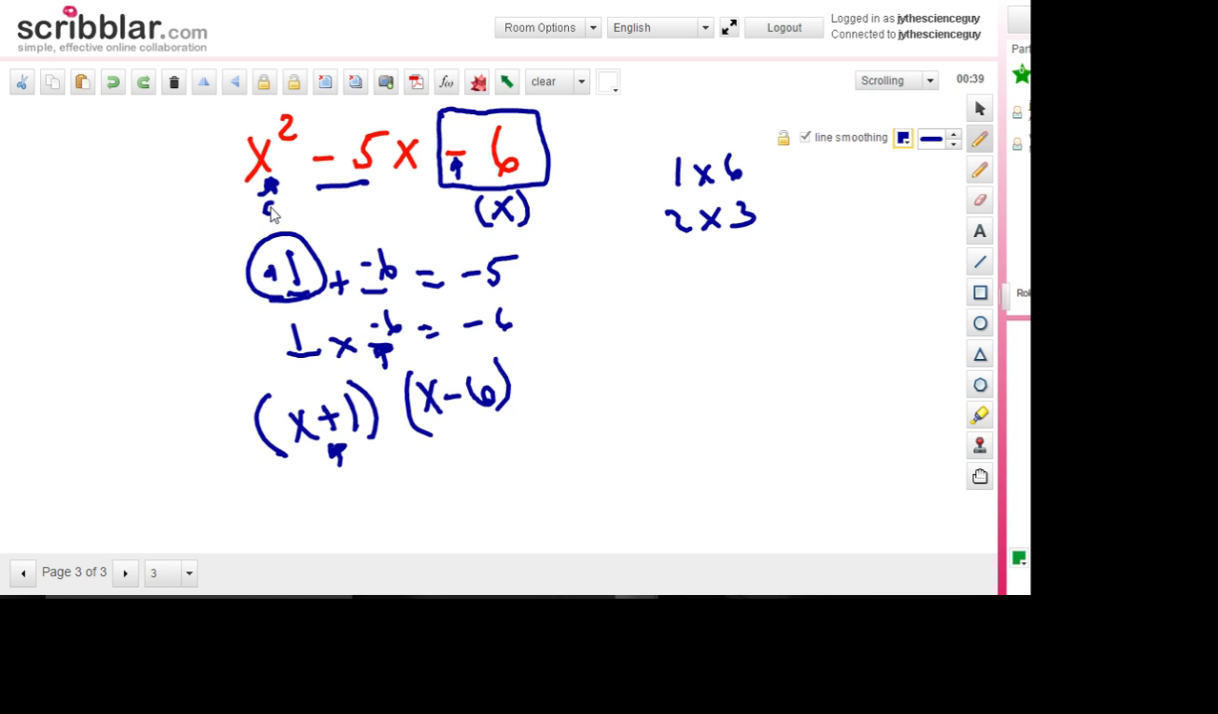So if this was an a squared, I would write a there. If this was a b squared, I would write b there. Whatever letter you see, that's the letter that you write inside the parentheses with the number.